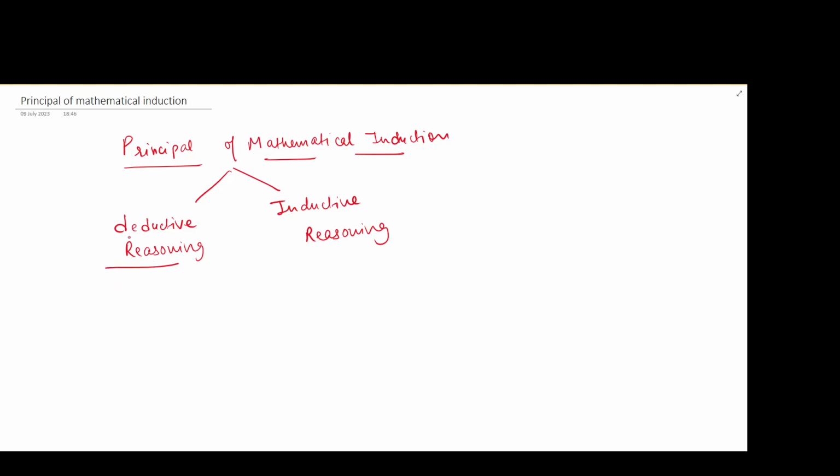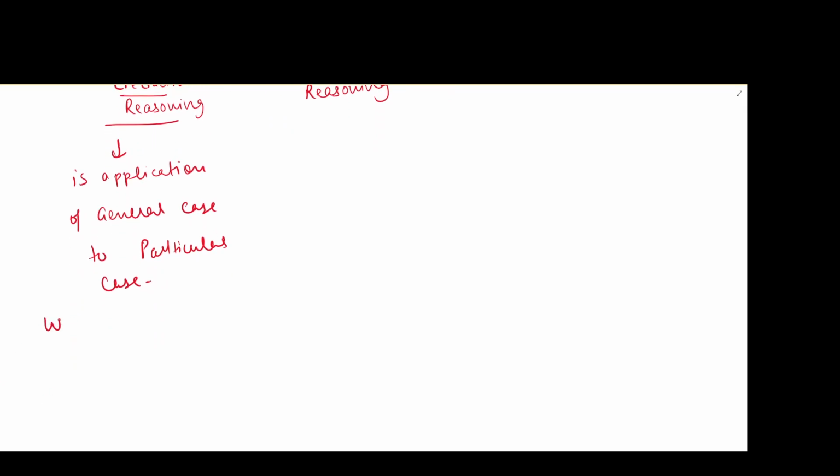Deductive reasoning is the application of a general case to a particular case, where proofs may or may not be established.